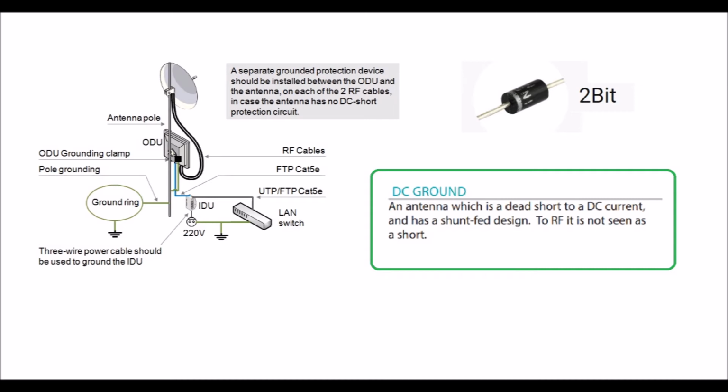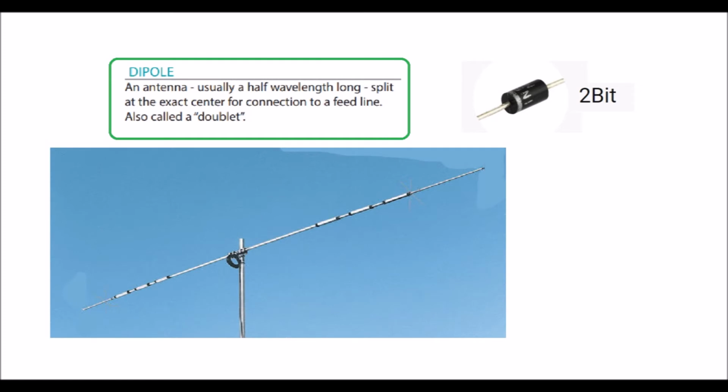DC ground. An antenna which is a dead short to a DC current and has a shunt-fed design. To RF, it is not seen as a short. Dipole. An antenna, usually a half wavelength long, split at the exact center for connection to a feed line, also called a doublet.